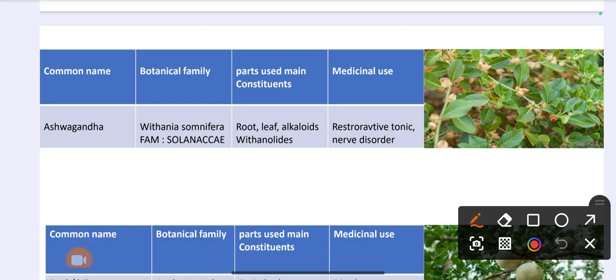Next one, Ashwagandha. What is the botanical family of Ashwagandha? The family is Solanaceae. The botanical name of Ashwagandha is Withania somnifera. What parts are used and what are the constituents? Root, leaf, alkaloids and withanolides. What are the medicinal uses of Ashwagandha? Restorative, tonic and nerve disorders. Okay, this is called Ashwagandha.